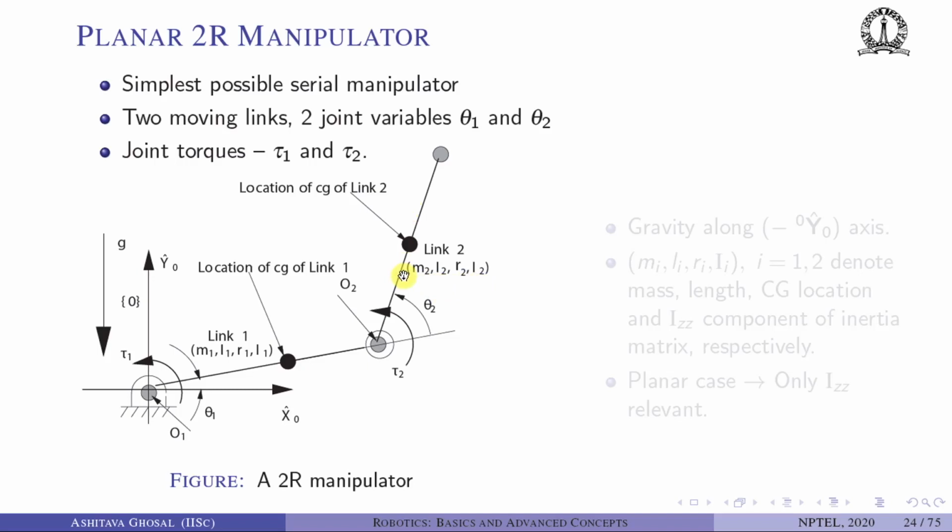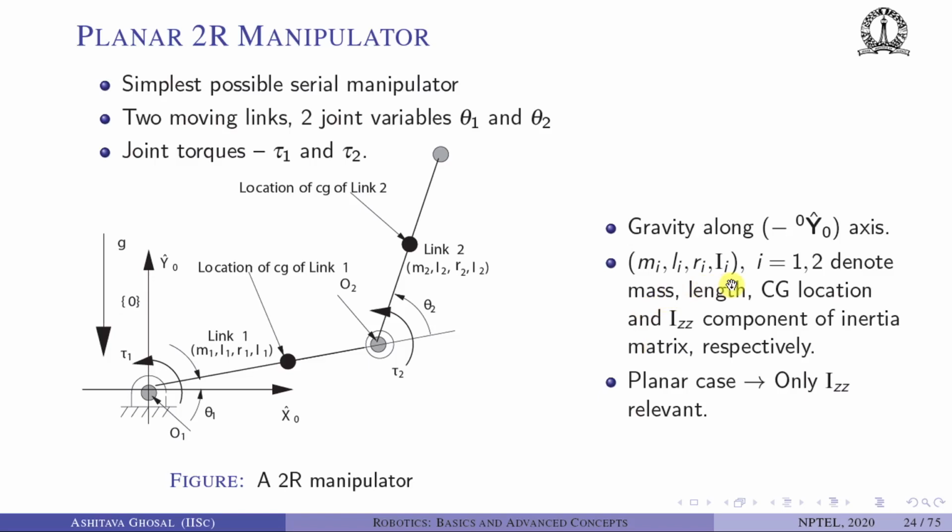M2 is the mass of the second link, L2 is the length of the second link, R2 is the location of the CG, again from the origin of the second coordinate system, and I2 is the Z component of the inertia of this link. We will assume that gravity is acting in the minus Y direction as shown in this figure. As I said earlier, Mi, Li, Ri and Ii denote the mass, length, CG location, and the Izz component of the inertia matrix, respectively, for links 1 and 2. Because this is planar motion, only the Izz component is relevant.